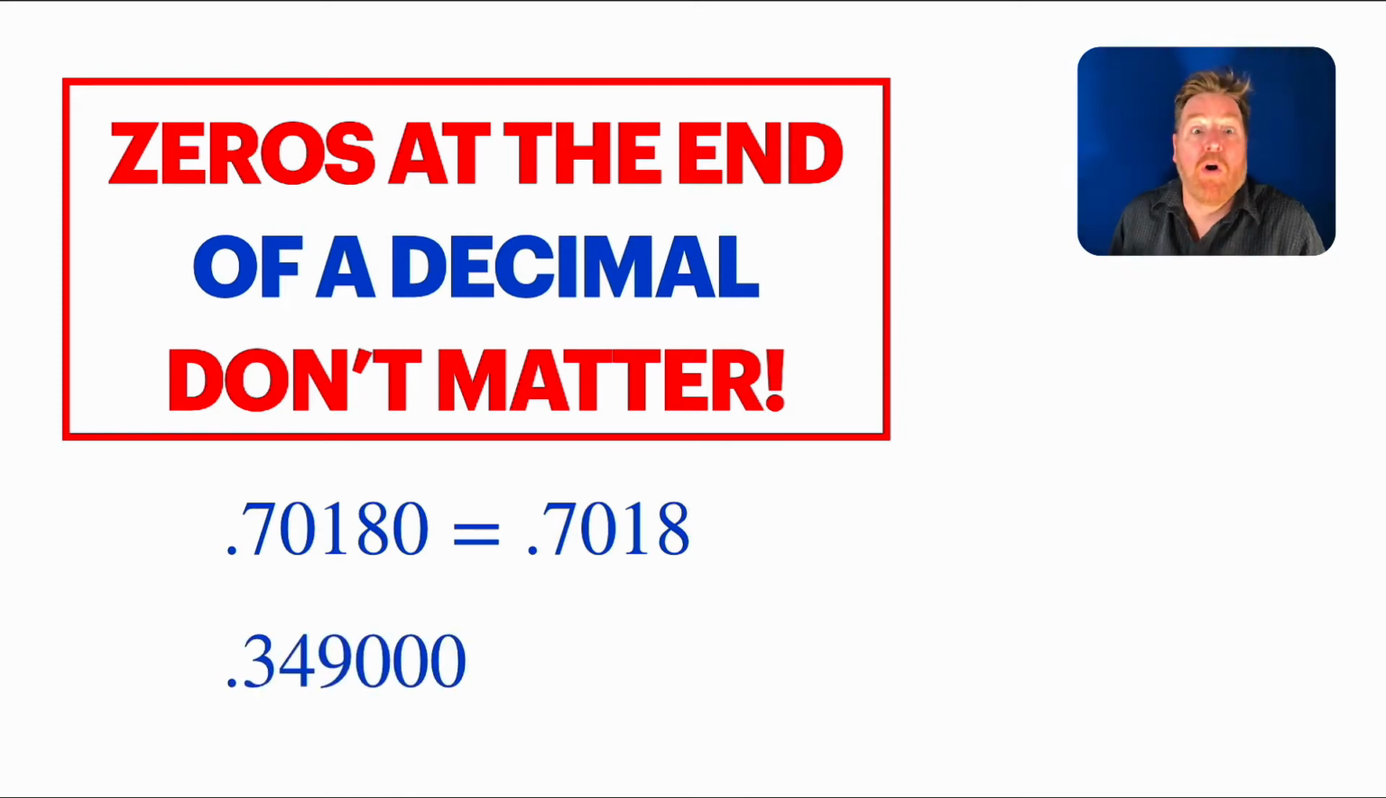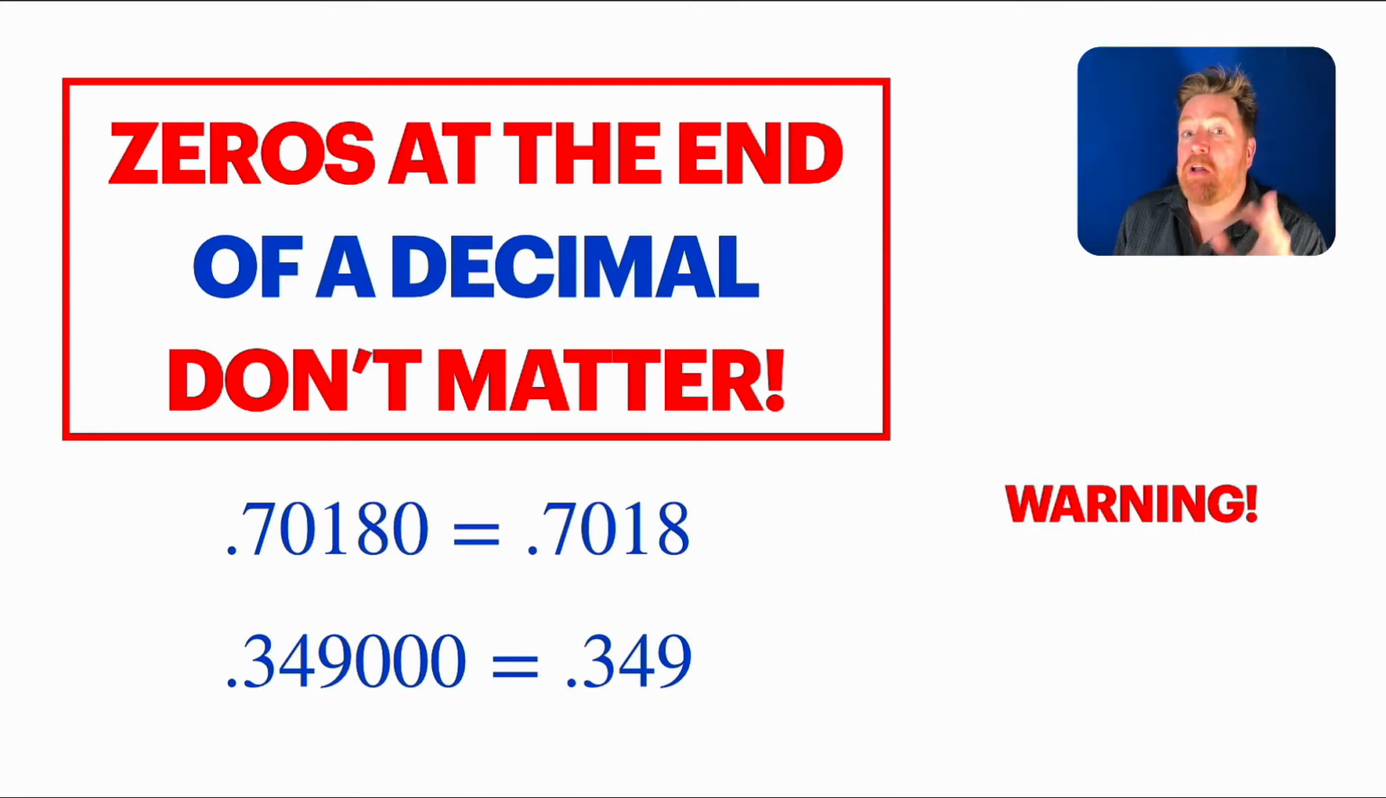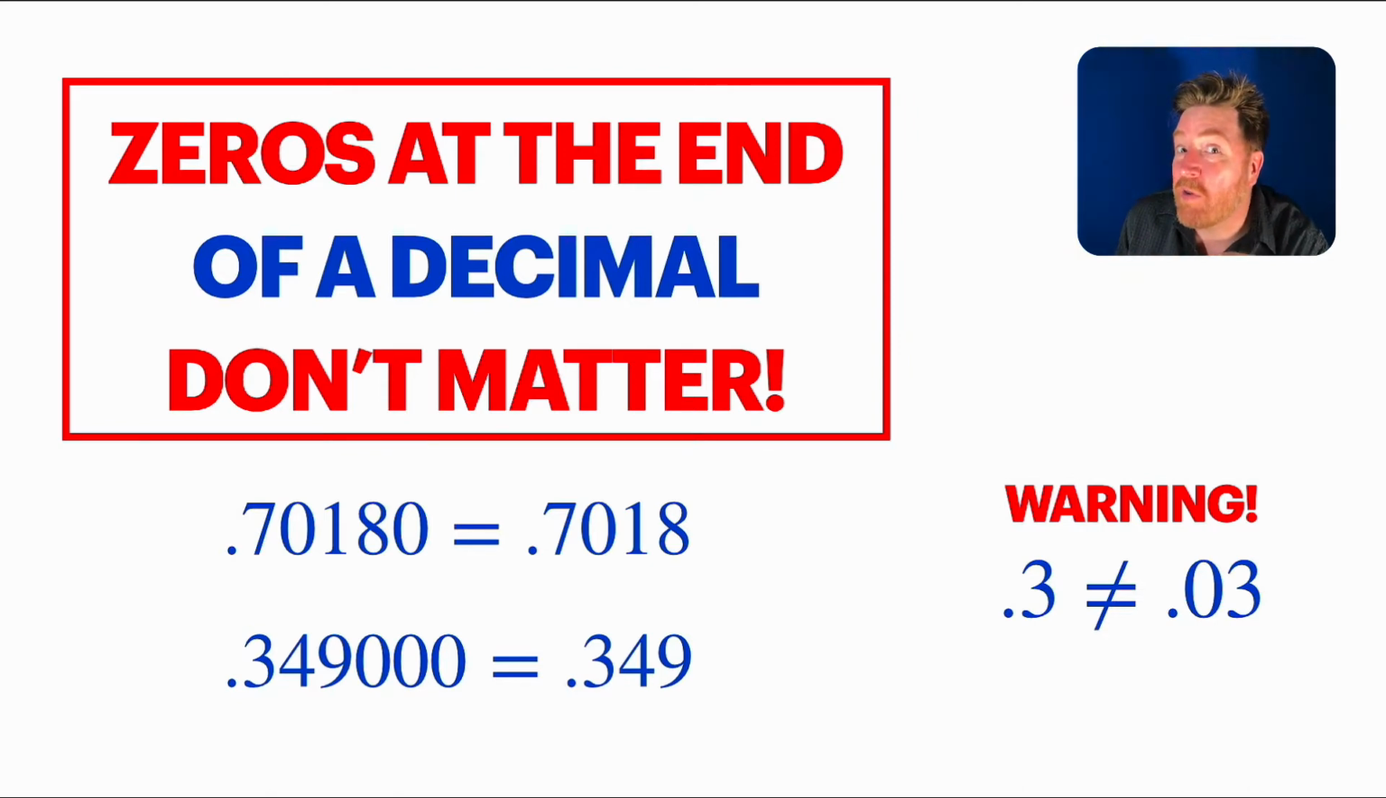Likewise, if you got more than just 1 zero, like you could have 3 zeros on the end or 30 zeros on the end, it doesn't change the value. So 0.349000, that's exactly the same as 0.349. All right? Now you do have to watch out. Consider this, 0.3 is not equal to 0.03. So that 0 that you see down there, that matters.